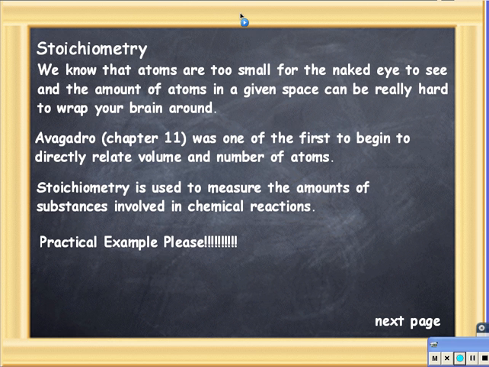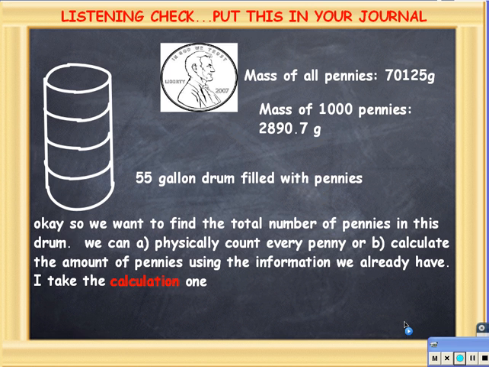So, let's look at a practical example. This is going to be a listening check that you need to put into your journal. We have a 55-gallon drum, and I'm going to fill it with pennies. I want to know how many pennies are in there. I know the mass of all the pennies that I put in there is 70,125 grams. The mass of 1,000 pennies is 2890.7 grams.